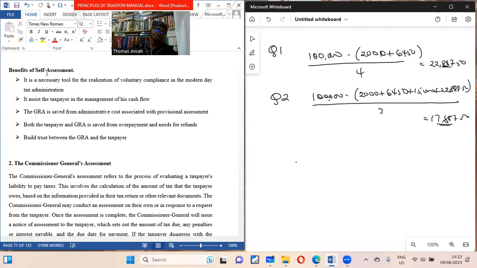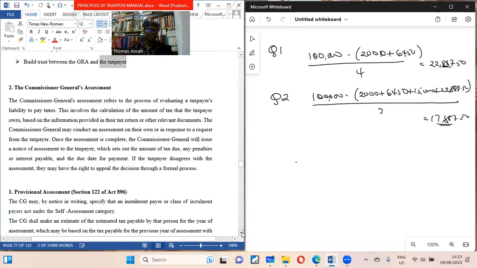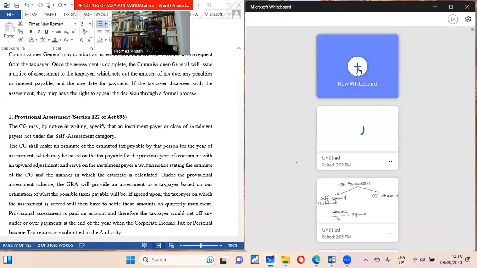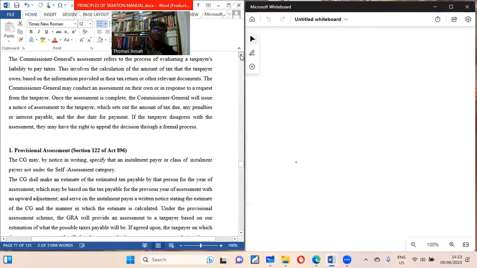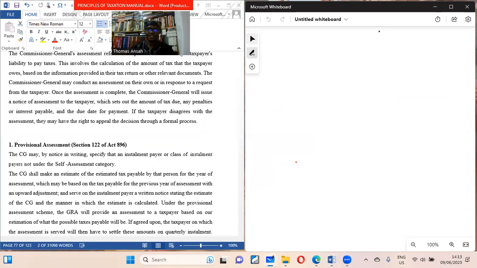All right, now let's look at the Commissioner General's assessment. So the Commissioner General has about four types of assessment that he does. So other than you doing it yourself, the Commissioner General can do it for you. All right. And that one, we have this same assessment. When the Commissioner General does it for you, we call it what? Provisional assessment. So we are looking at the CG's assessment. Okay, when he does it for you, it is called provisional assessment.